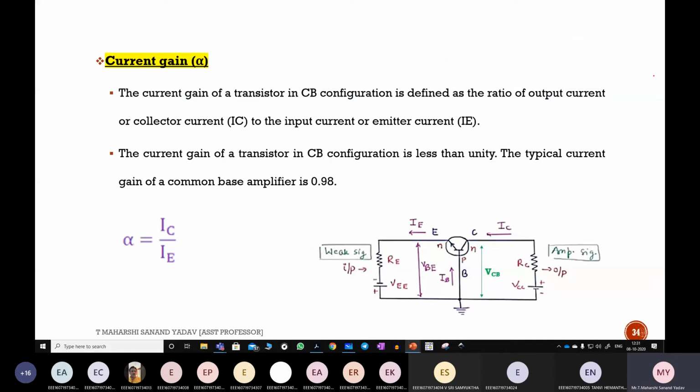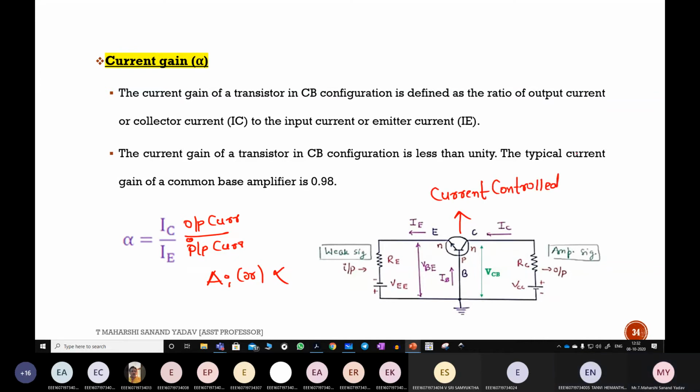Next, as you know, alpha is nothing but gain, which is output by input. As it is output current by input current, I'm calling it current gain. AI or alpha, both are the same. Is it a current control device or a voltage control device? Current control device. That's why this is called a current control device. So this is all about CB.